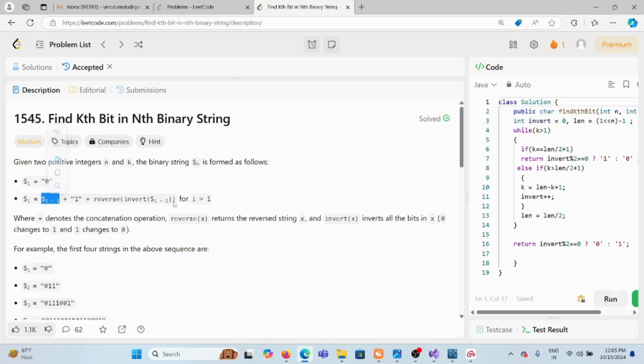And after reversing, we are flipping all the bits of this. So reverse and then flip of the strings. So this is how it makes. So let me generate these numbers so that things would be very clear. For example, let's say our S1 is always starting with the 0. So this would be our 0. So what about S2?